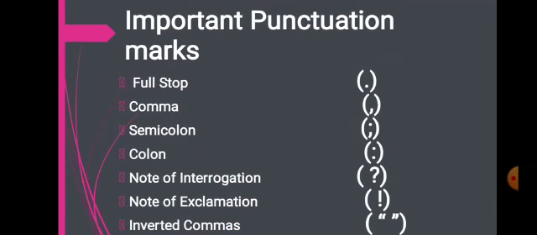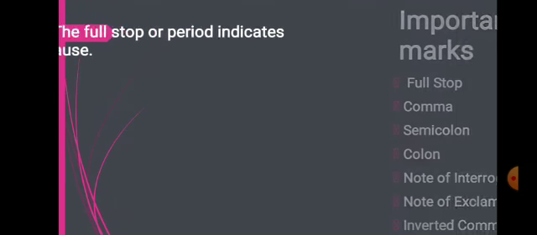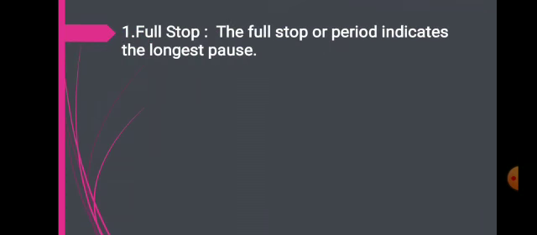Now let us have a look at important punctuation marks. We very frequently use all these punctuation marks in our writing task or any writing topic. Full stop, comma, semicolon, colon, note of interrogation, note of exclamation and inverted commas. If I talk about the first four punctuation marks, full stop, comma, semicolon and colon, all these are related with pauses, that is, how to take a pause while writing a composition. But there is a difference of time duration. Some pauses are longer, some are shorter.